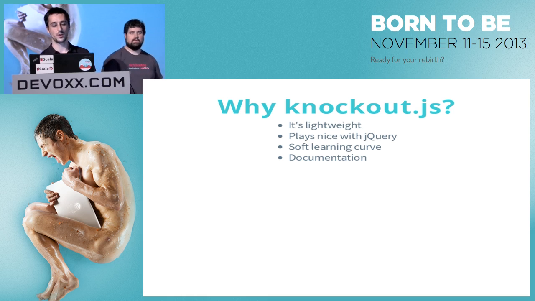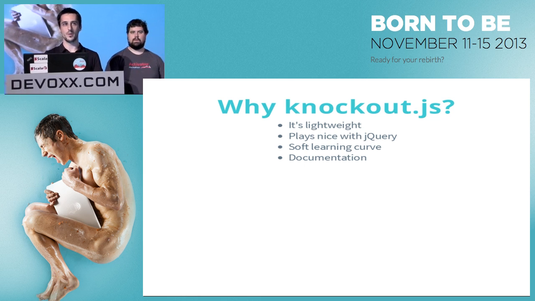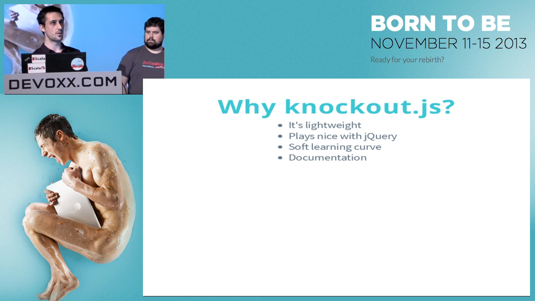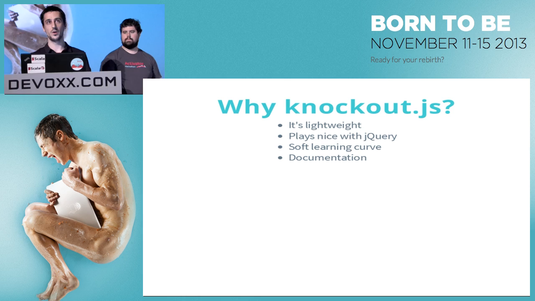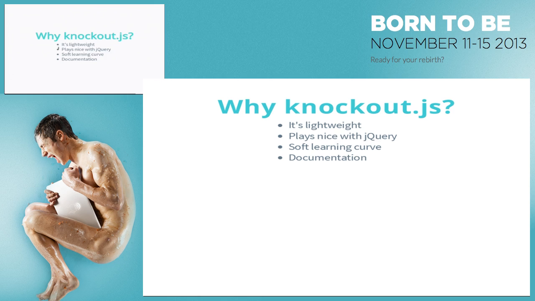So why did we choose Knockout? Like Josh said, we are using Knockout in Activator, and the main reason was really because it's lightweight and it plays nice with jQuery. For those who already tried Angular, Angular doesn't play well with jQuery. They had to re-implement the jQuery APIs right in Angular. And it also has a soft learning curve. You don't have to learn much to start with Knockout. There is actually a really good tutorial on the website with a few steps, and you can go through all the main parts of Knockout, like we are going to do now. And it also has really readable documentation.